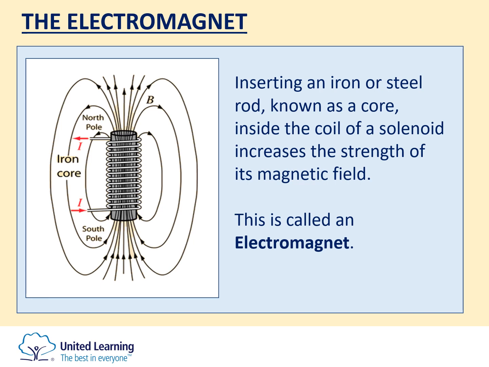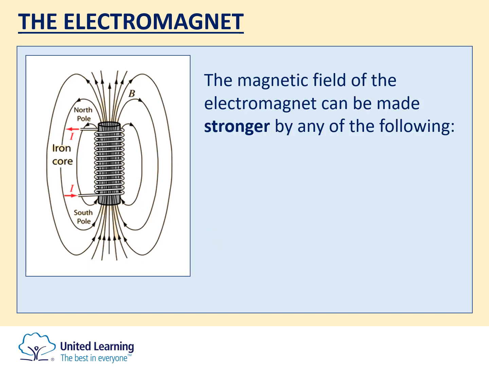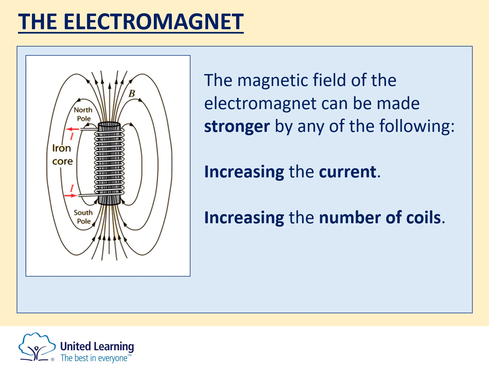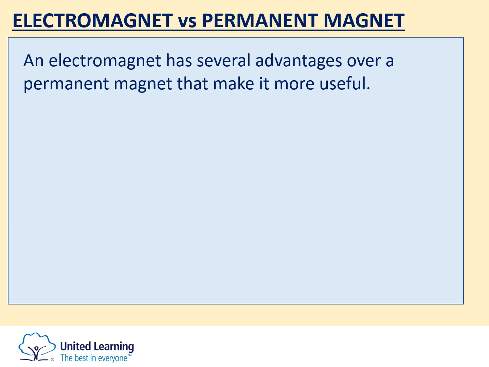And like the solenoid, the magnetic field of the electromagnet can be increased by either increasing the current or increasing the number of coils. But this arrangement has a much stronger magnetic field than the solenoid coil by itself. Electromagnets, though, have got some advantages over ordinary permanent magnets, and that makes them very, very useful.